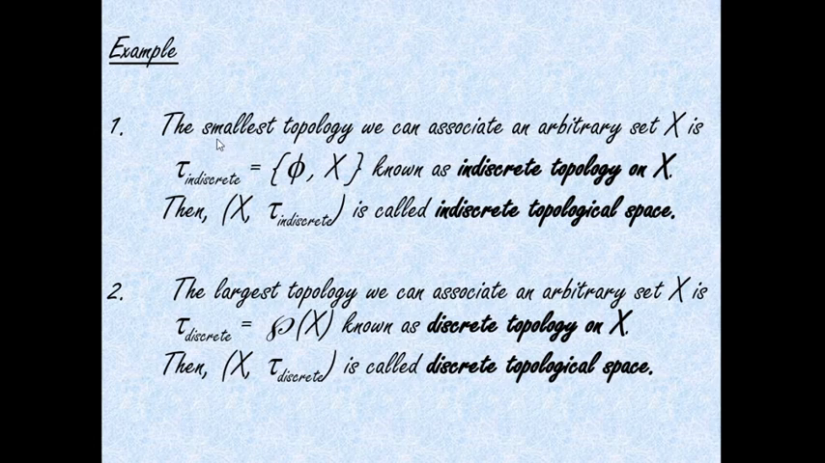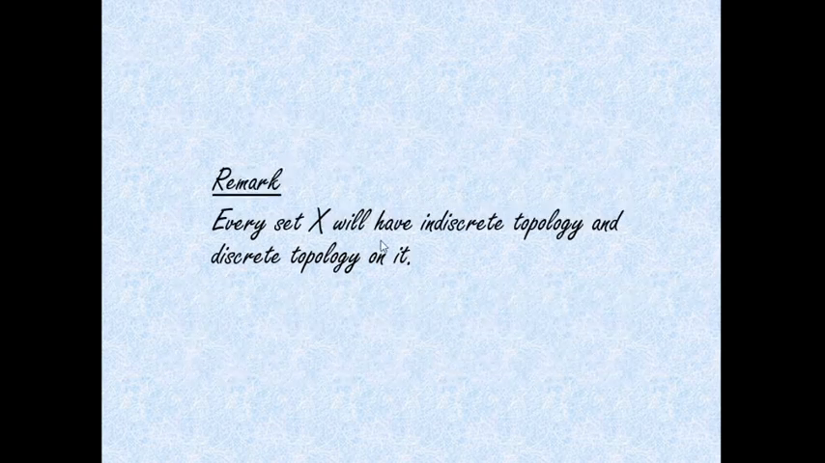Since we spoke about the smallest topology we can associate with an arbitrary set X, we can also think about the largest topology we can associate with an arbitrary set X. That is nothing but the set of all subsets of X, which is the power set of X. And it is called the discrete topology on X. It is denoted as tau suffix discrete. Tau discrete is equal to this power set of X. And the ordered pair X along with this discrete topology is called the discrete topological space. So from this we definitely know that every arbitrary set will have an indiscrete topology as well as a discrete topology. That is the next remark. Every set X will have the indiscrete topology and the discrete topology on it.